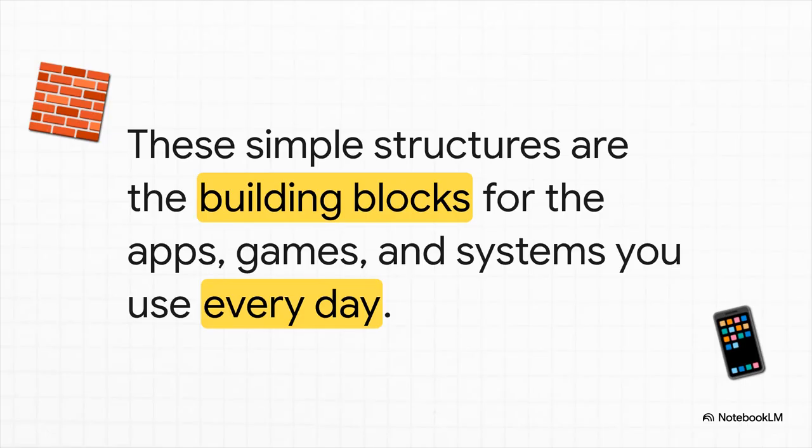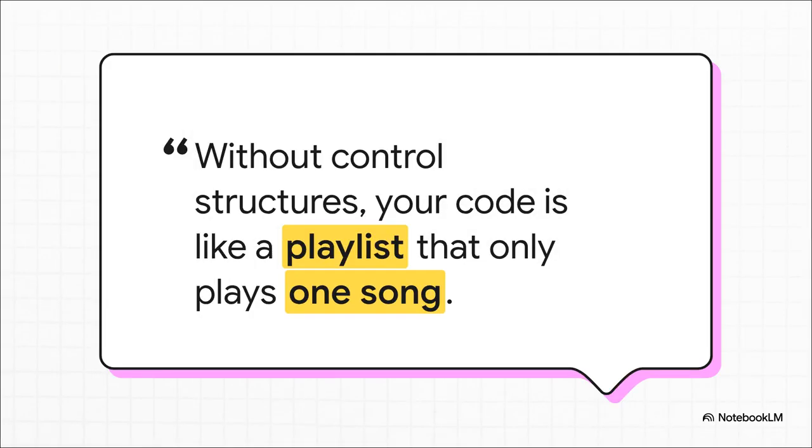Seriously, every time you check out online, play a game on your phone, or use pretty much any app, you are watching these exact structures do their work. They're like the invisible grammar that makes software feel dynamic, responsive, and even intelligent. There's a really great way to think about all this. Without these structures for choosing and repeating, your code is like a playlist that can only play one single song, over and over forever. It can only go in a straight line. These tools, this is what gives code a brain.